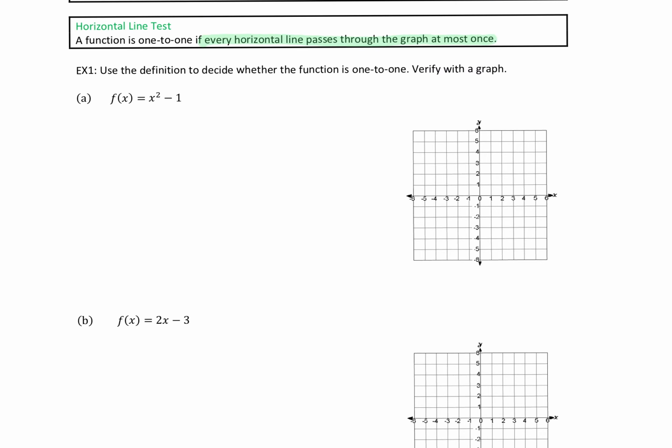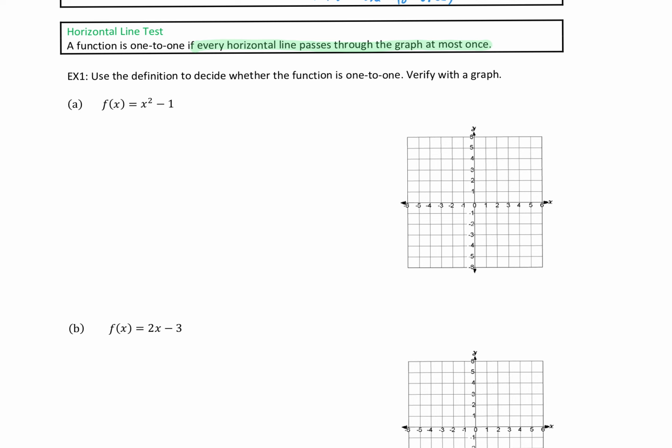I know it means nothing right now until we look at an example. So in example 1a, we want to use both the definition and a graph to show whether the function is one-to-one. Looking at f of x equal to x squared minus 1, I know that's a parabola opening up, definitely not going to pass the horizontal line test. So I already know by imagining the graph that it's not one-to-one, and that I'm going to use the first version.